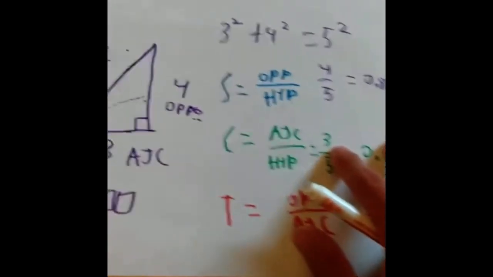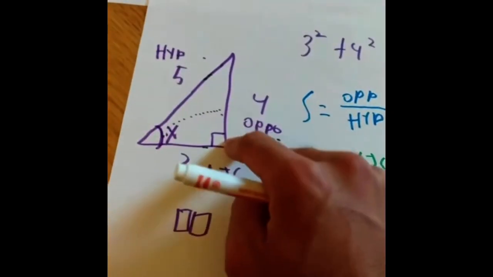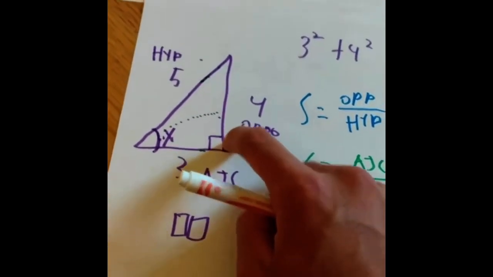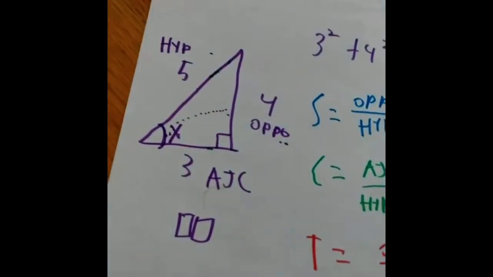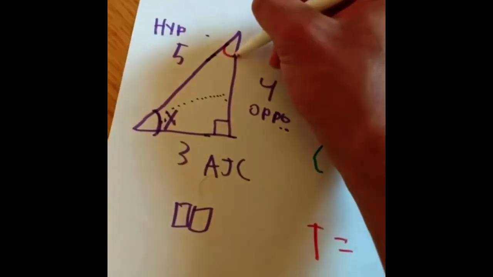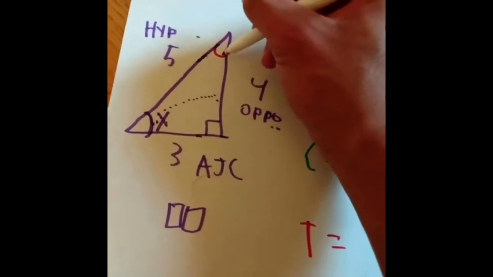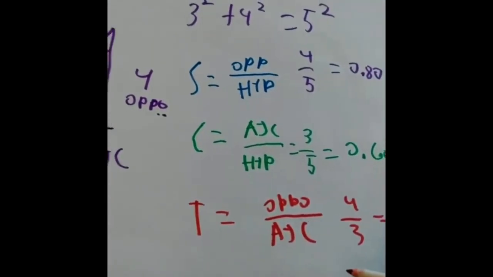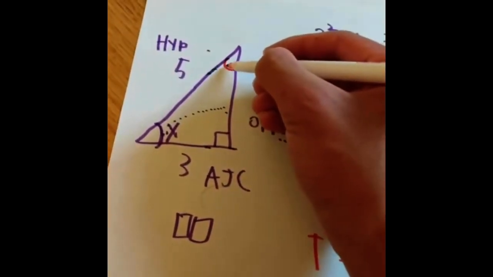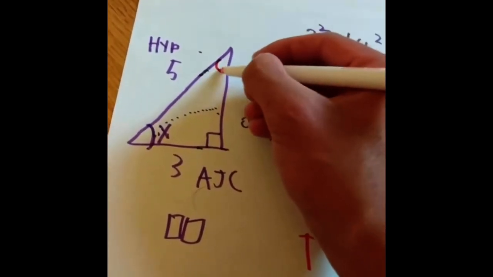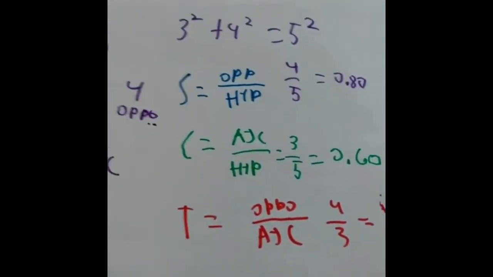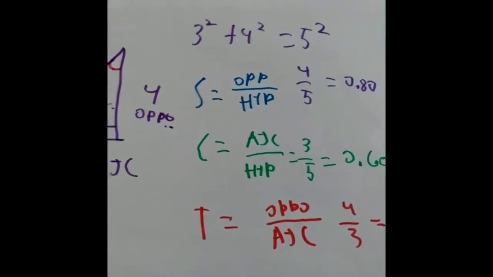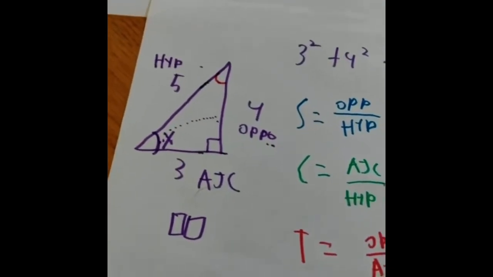These are perfect for finding the information you need for a right triangle. If there's any information that's missing, like let's say if this right here is missing, we can use sine, cosine, and tangent to find out how many degrees or how wide that angle is. So these are really helpful for finding the missing information in a right triangle.